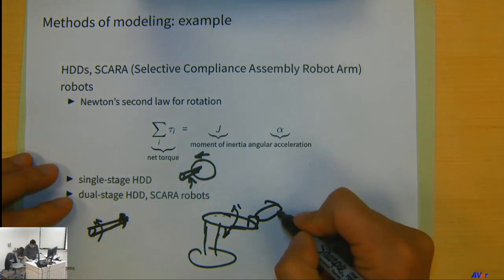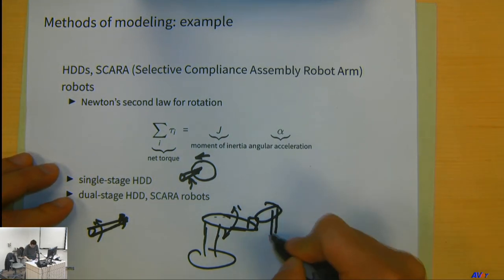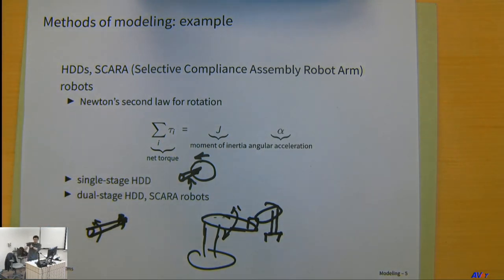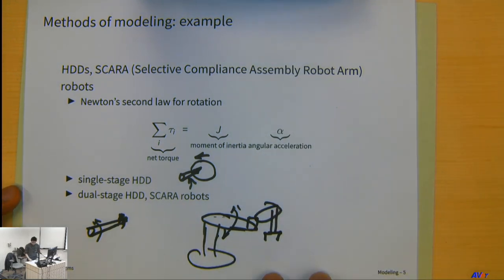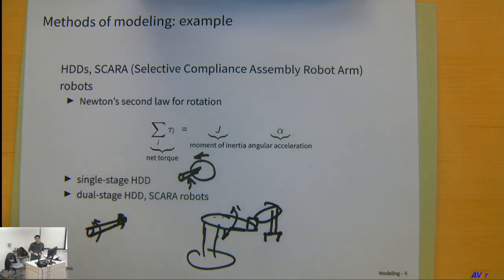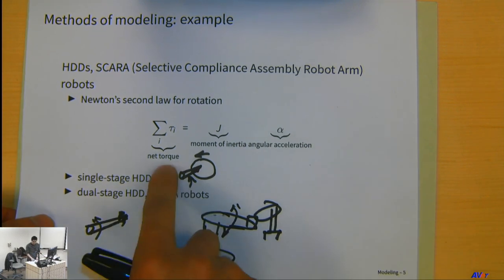And then usually we have an end effector that works over here. It's like a gripper or something that goes perpendicular. So this is a SCARA robot. As you can see, this is essentially two stages of rotation. Apply Newton's law for angular motion twice, and you can model the system. So that's the basic concept. In practice, of course, you need to think about a lot of details. But rotational motion a lot utilizes this.